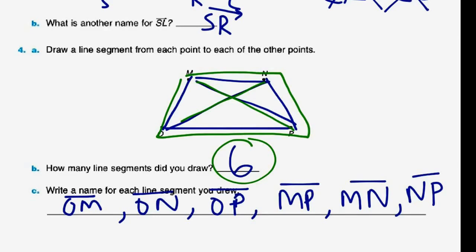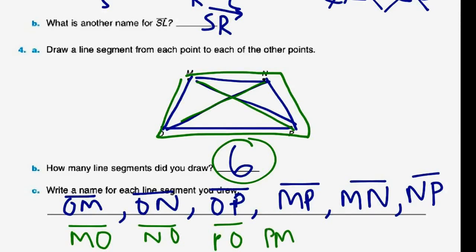Okay, now for any of these, we could have written it in the reverse order. We could have said line segment MO, line segment NO, line segment PO, line segment PM, line segment NM, or line segment PN. Okay, so if you did it in the reverse order, still completely correct. Okay, so those are our 6 line segments there.